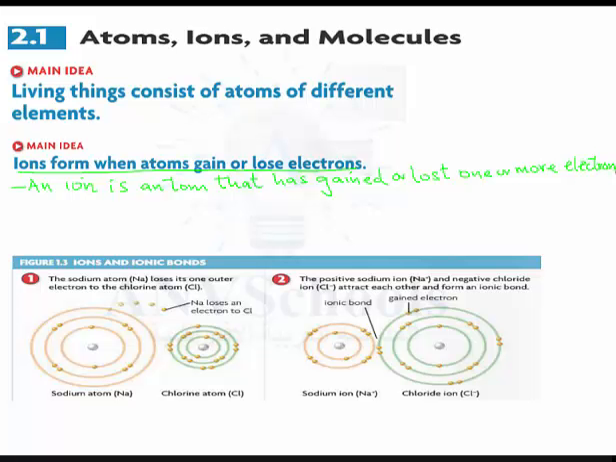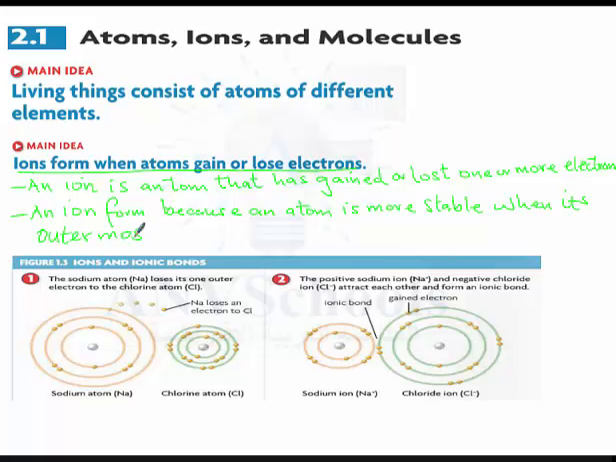One or more electrons. An ion forms because an atom is more stable when its outermost energy level is full.